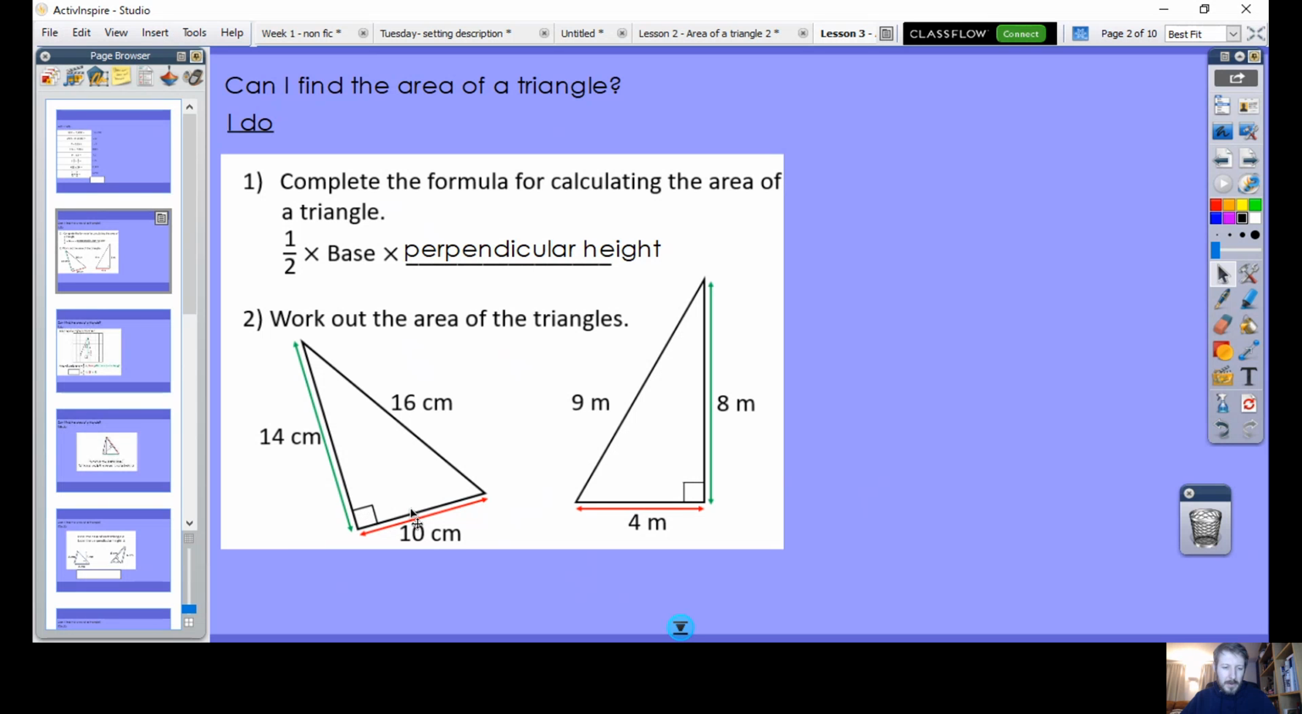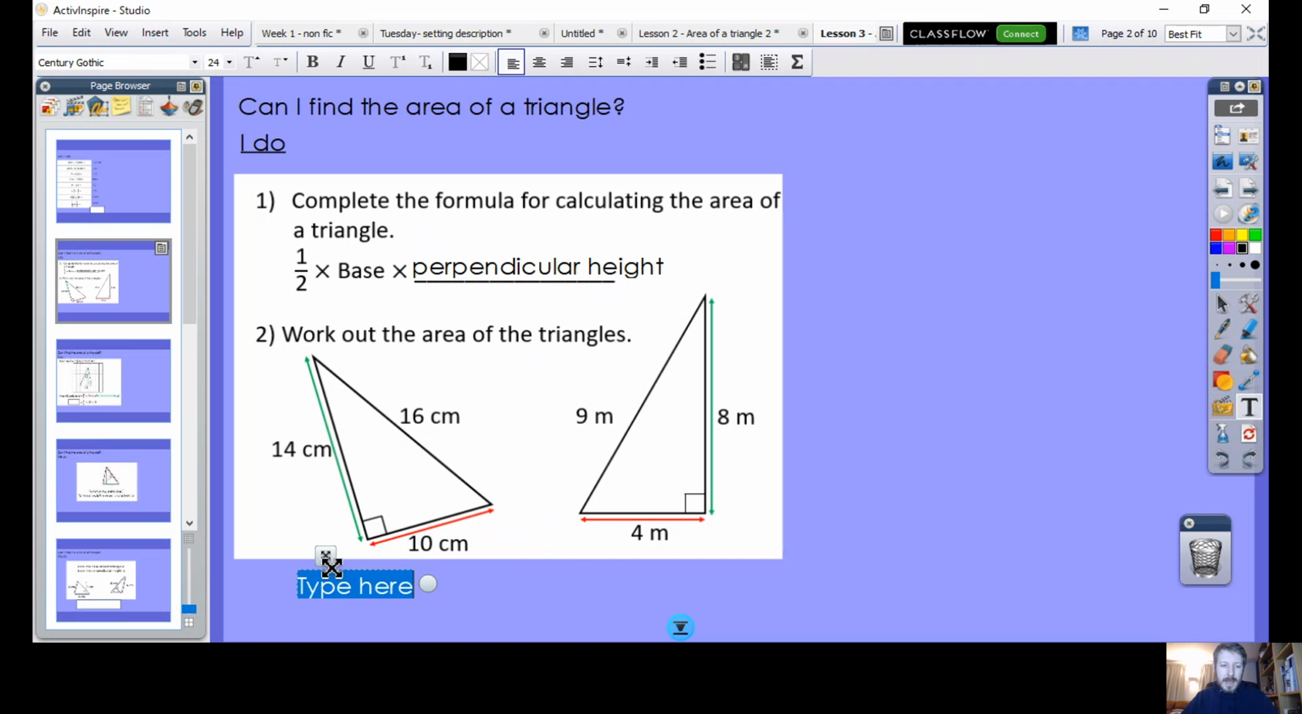And remember, right angle, 90 degrees, so 2 lines which are meeting at a 90-degree angle is a right angle. So we then put that into our calculation. A half times the base, the base is 10, so half of that is 5 centimetres, multiplied by the perpendicular height, which is 14 centimetres. Then we do 5 times 14.